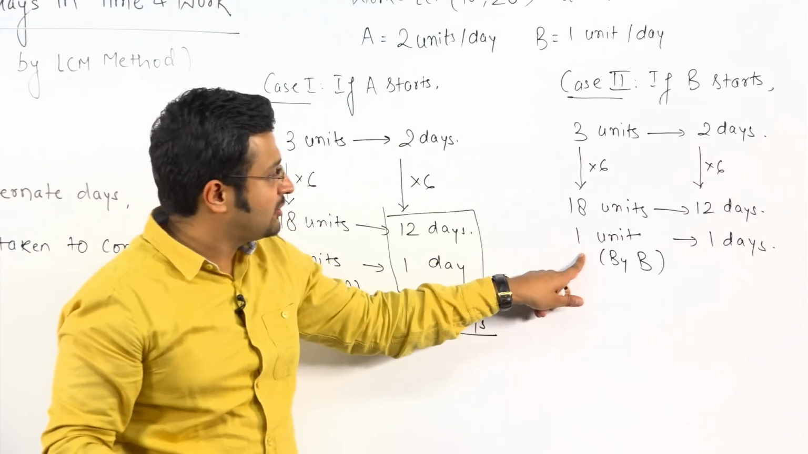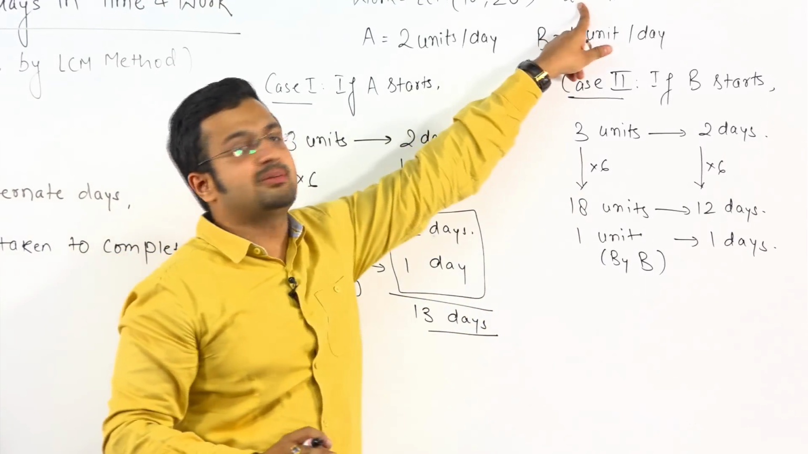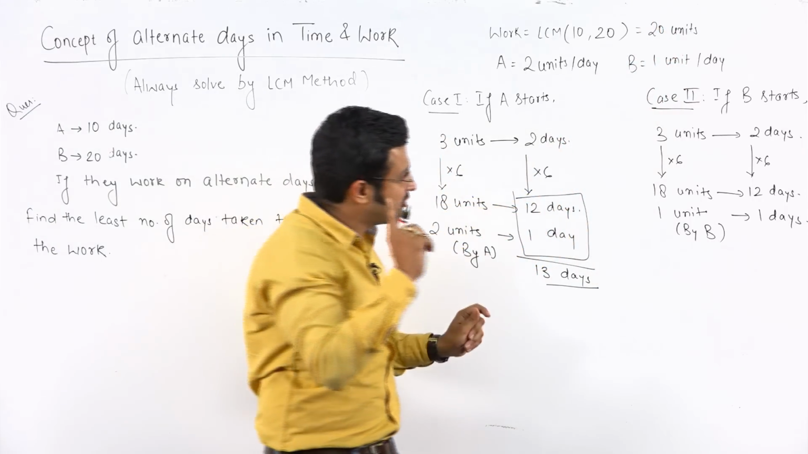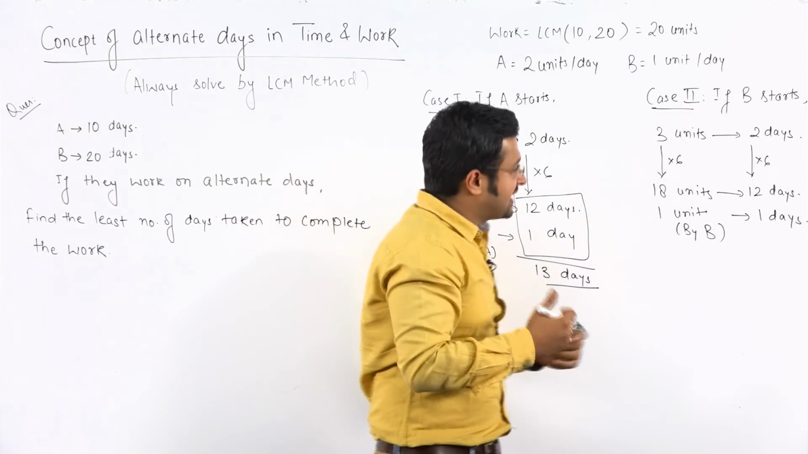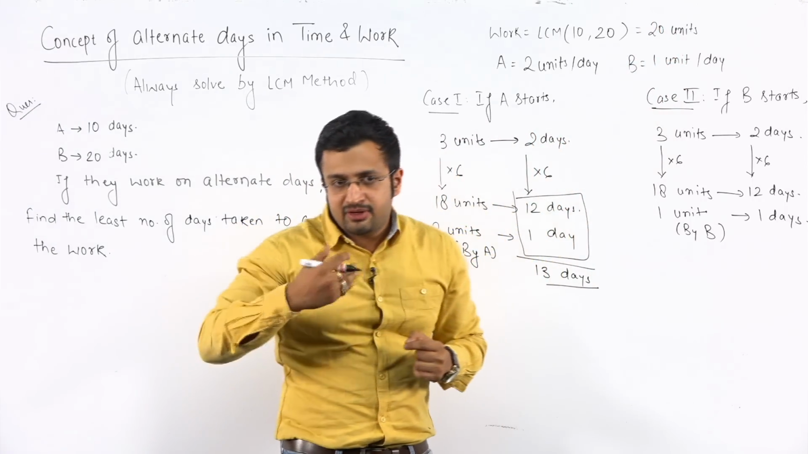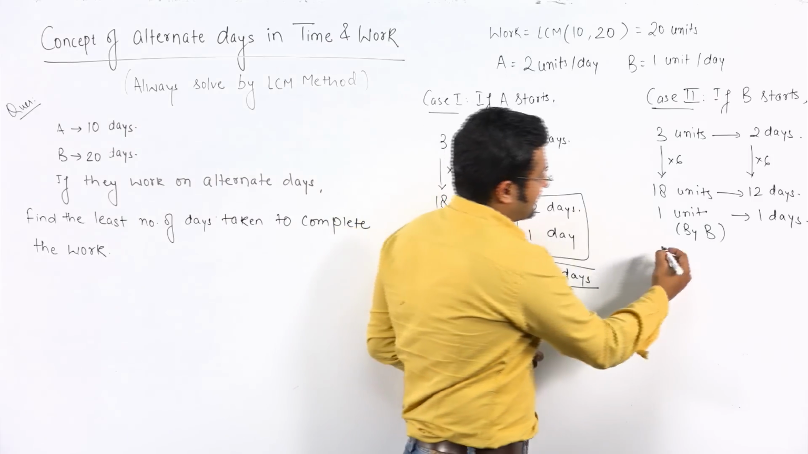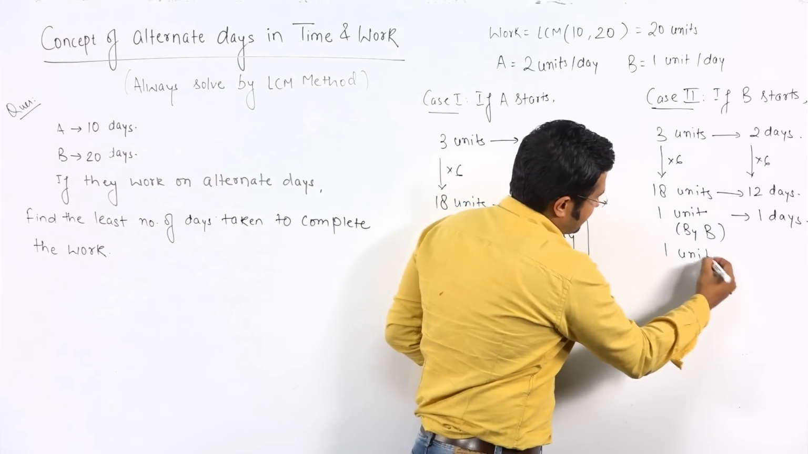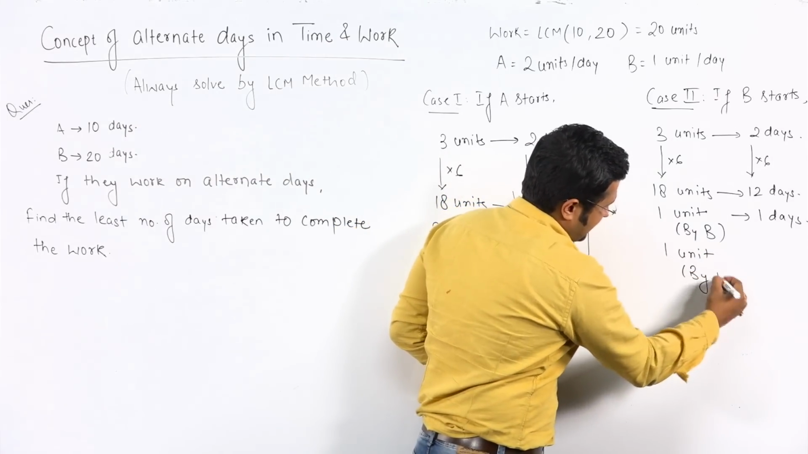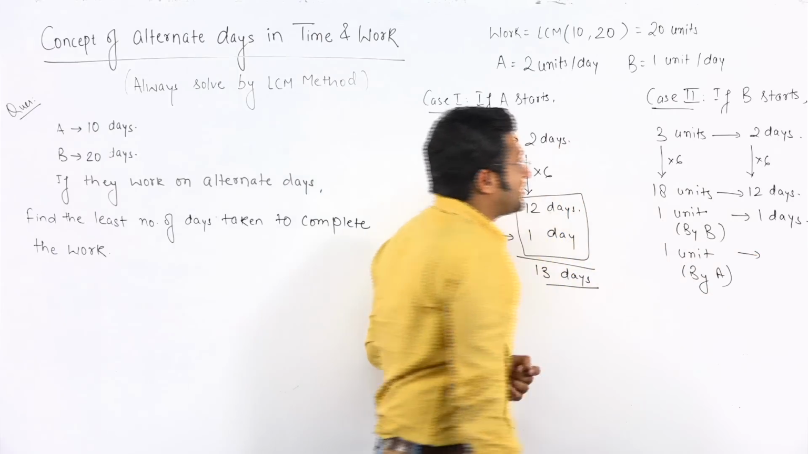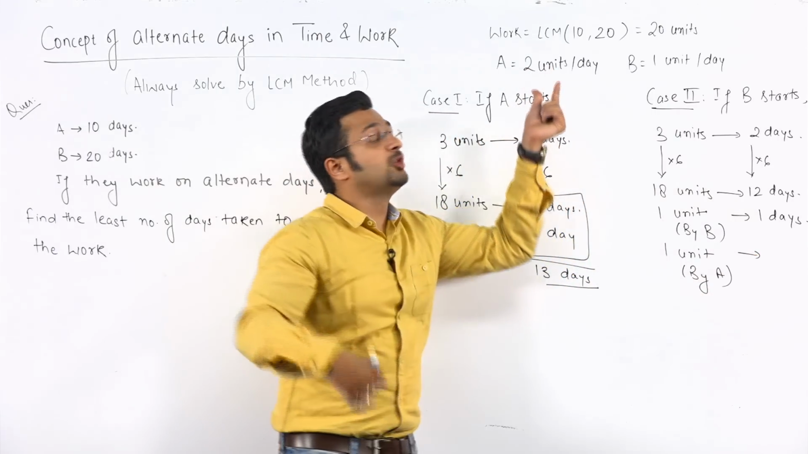मतलब 18 और 1, 19 यूनिट कंप्लीट हो गई है, मुझे 20 यूनिट कंप्लीट करनी है. We have to complete 20 units. 1 unit is left. Now who will work on next day? Definitely A will work on next day. If A works on next day, that means 1 unit by A. Can A complete 1 unit in 1 day? No. A's capacity is 2 units per day.